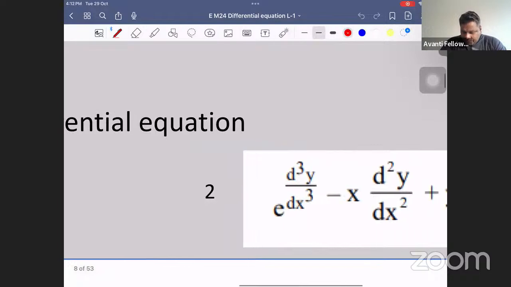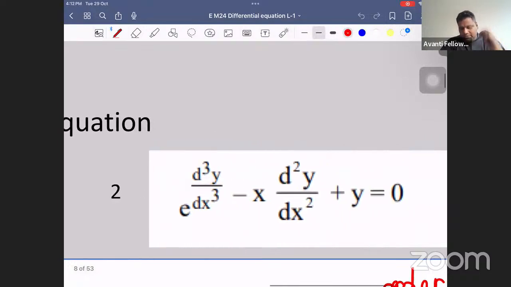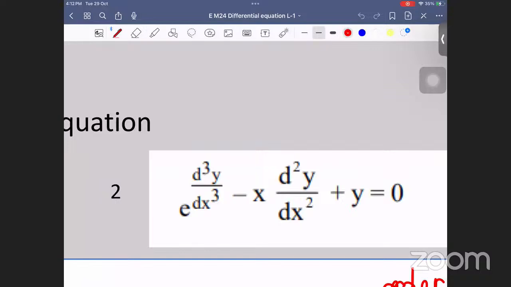Rakshit? What is the order and degree of this differential equation? Order 2, sir. Degree 1. Think again.